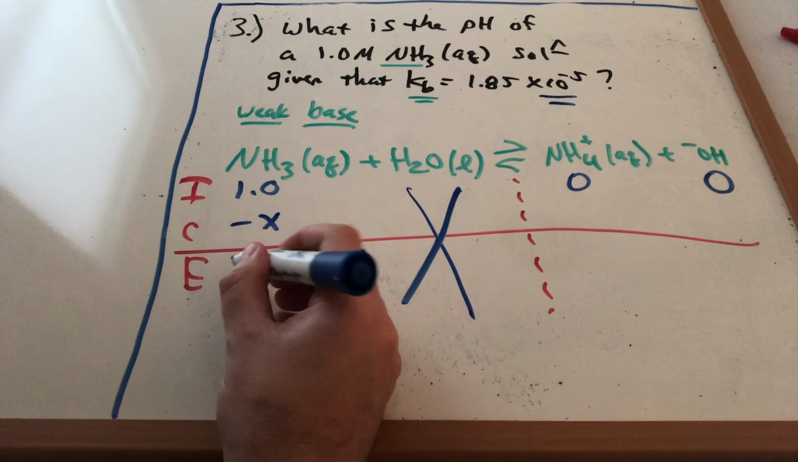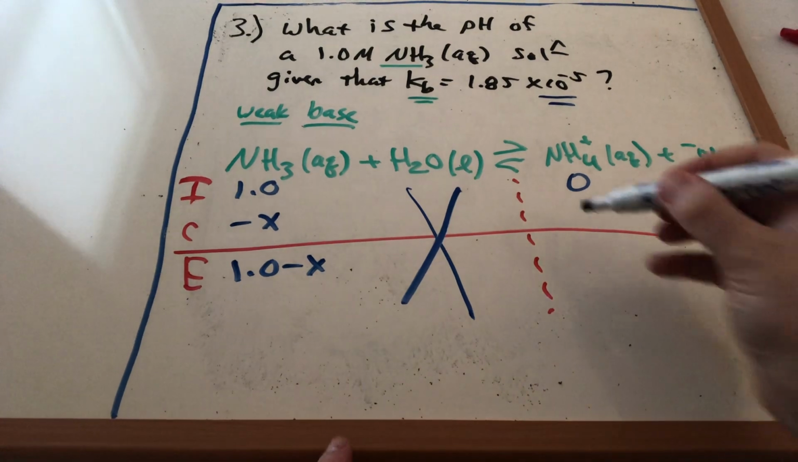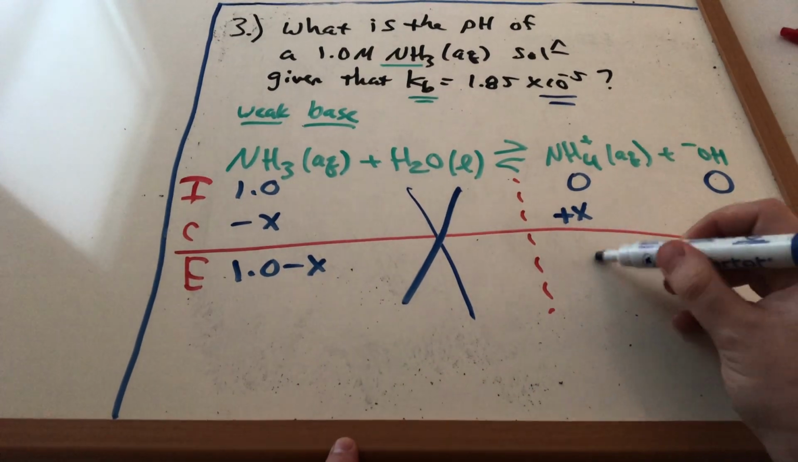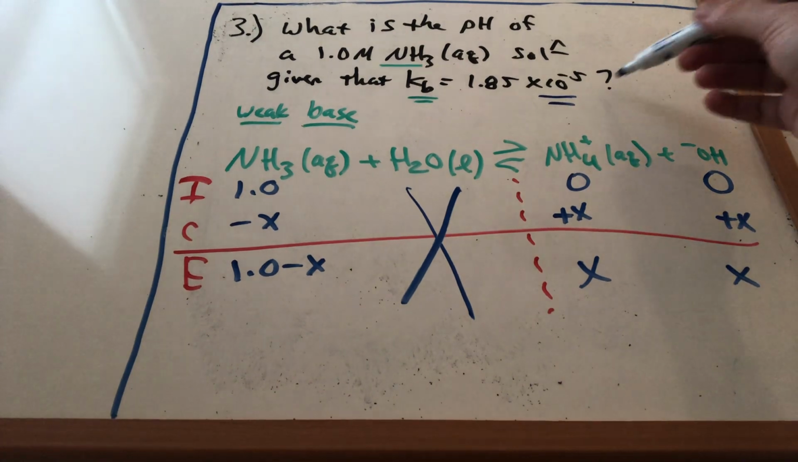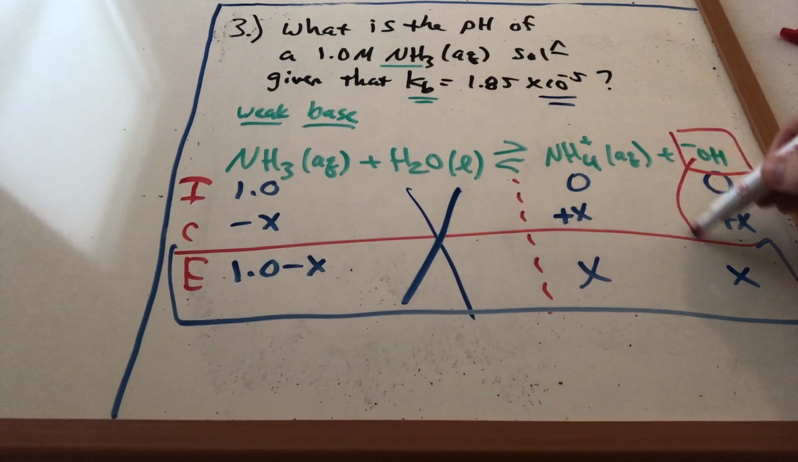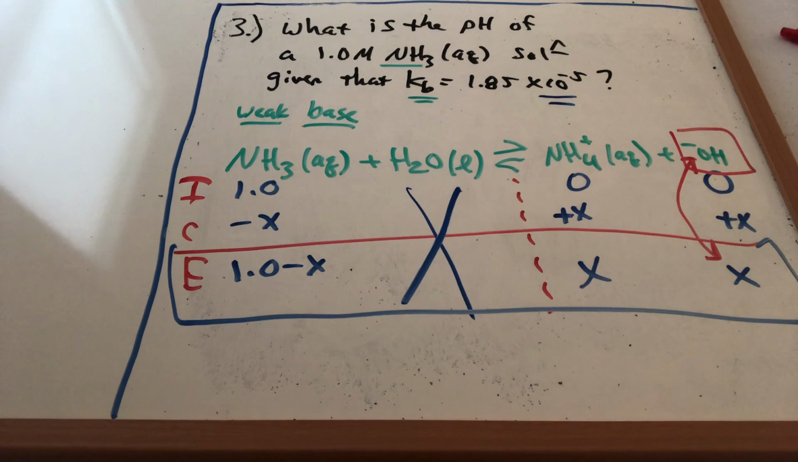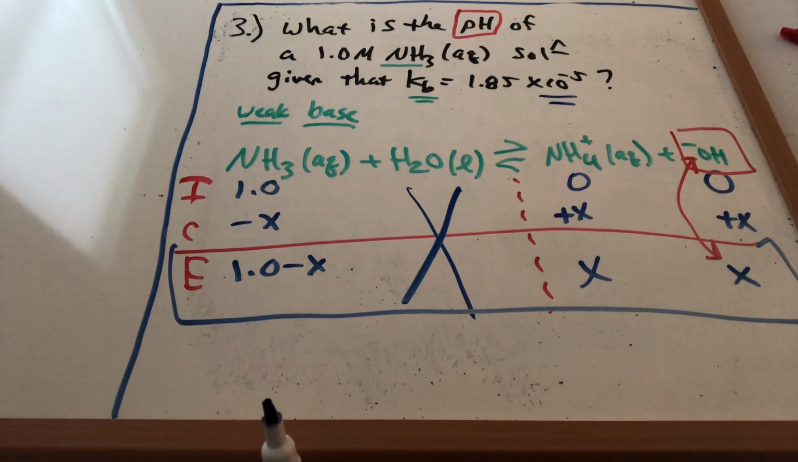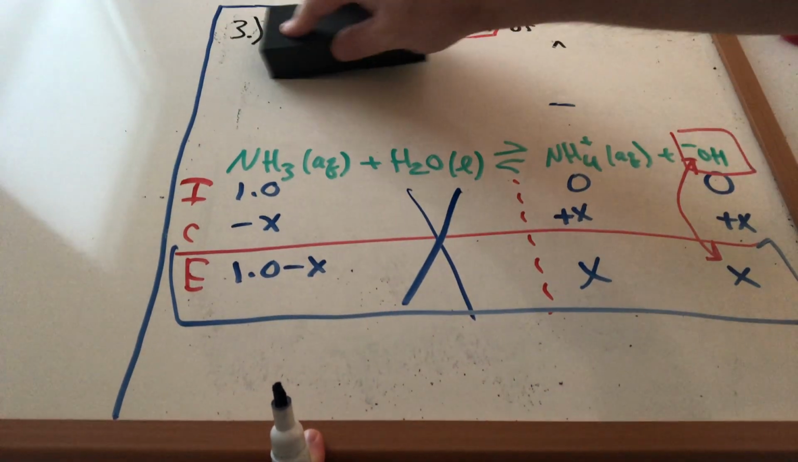So this is going to be a minus X here, 1.0 minus X. There's going to be a plus X here and a plus X here, X and X. We have a Kb. We have a set of E information. We can now solve for X. All right. Wait a second. We need to remember what X is. X isn't going to be H plus information. X is going to be OH minus information. What we need is pH. So just make sure we realize that, all right? We're going to solve for an X here, but we're going to need to do some extra work to get to pH info. So let's do the math.